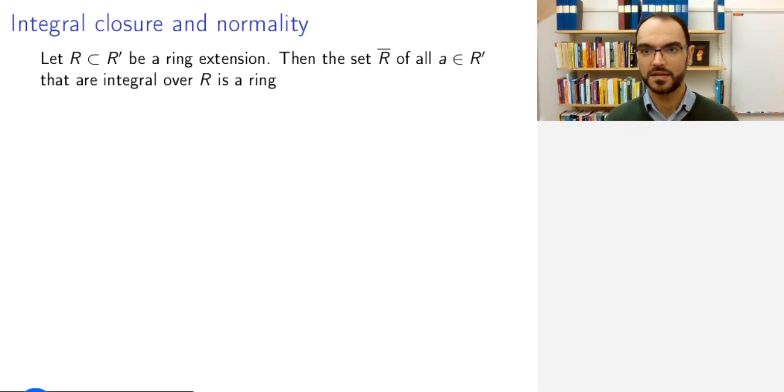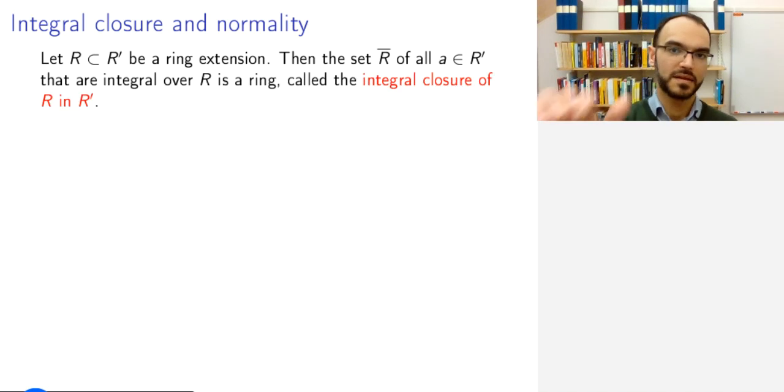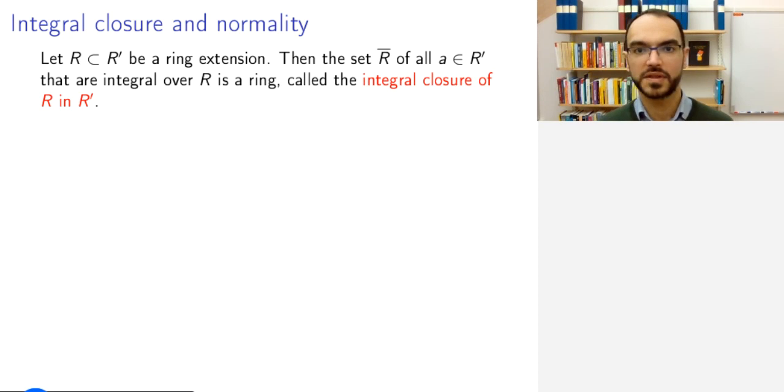As when studying fields, you look at fields that are algebraically closed, and that means something. We want to study the equivalent now when we have replaced algebraicity of field extensions by integrality of ring extensions. So consider a ring extension, not necessarily integral, and consider the set of all points in the larger ring that are integral over the smaller ring. The claim is that this is a ring, and we will call this the integral closure of R in R prime. So why is it a ring?